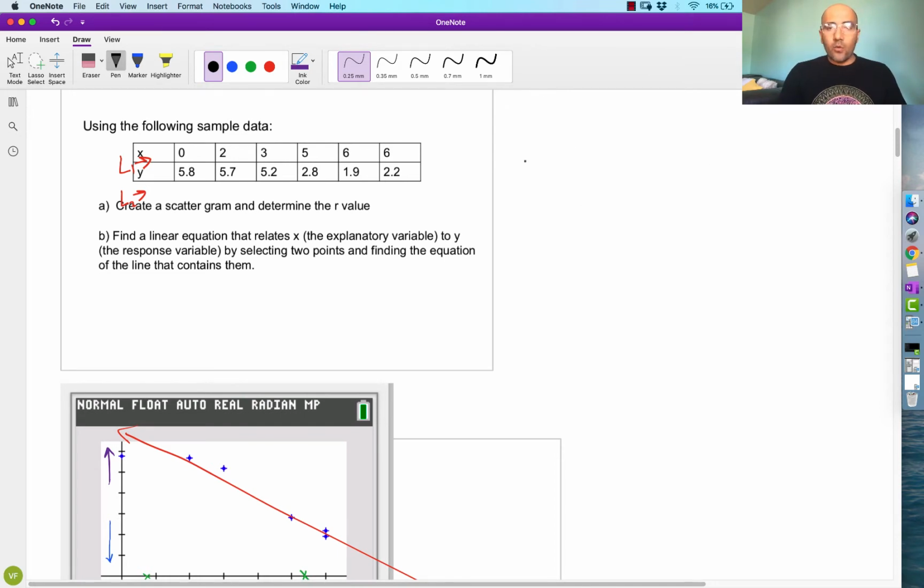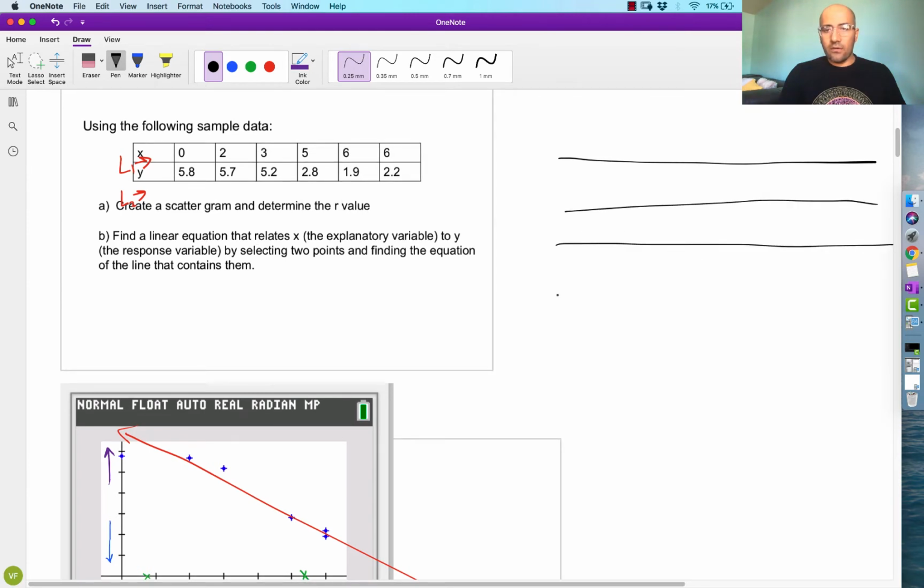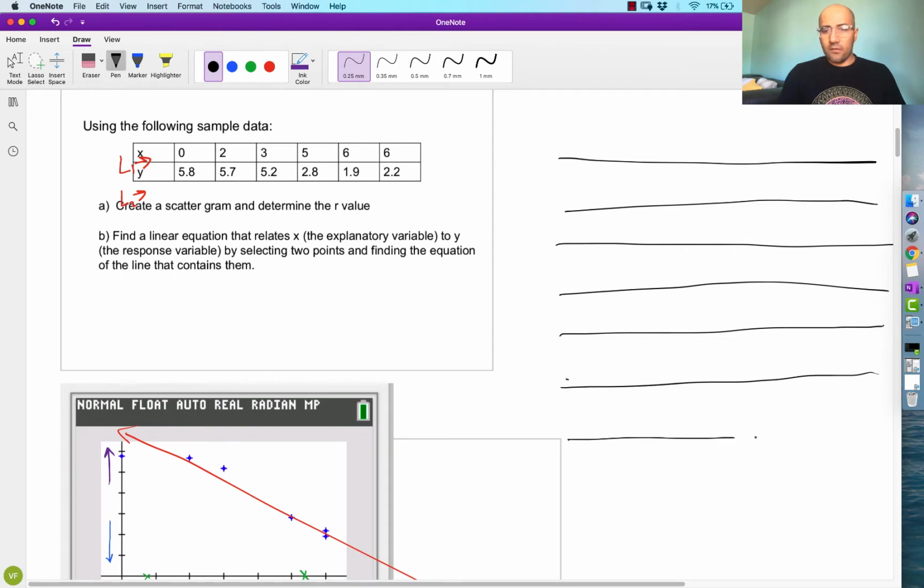We need a nice table to organize all our information. So I need 1, 2, 3, 4, 5, 6, at least 7. 1, 2, 3, 4, 5, 6, something like that. Okay, so I'm going to have a column for my x coordinates. That's going to be the 0, 2, 3, 5, 6, and 6. And I'm going to need to know the x mean and the standard deviation for just the x coordinates.